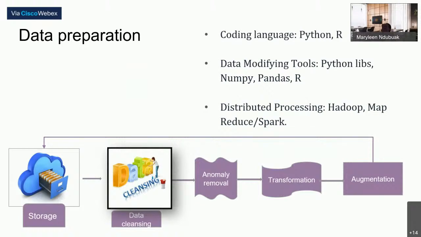And of course, when your data is not enough, when it's small, you talk about data augmentation: how can you augment the data? There are different techniques you can adopt to do that. For data preparation, you need a language like Python or R, and data modifying tools like the Python libraries NumPy and Pandas. We also talk about distributed processing, where you can use Hadoop, MapReduce, or Spark to help with this process.